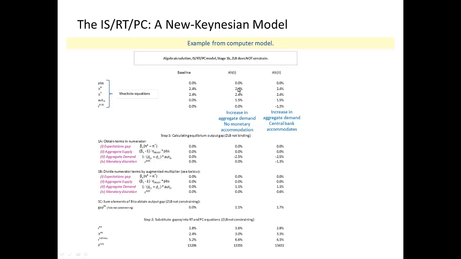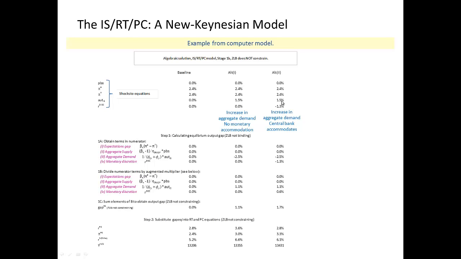So here we are, 2.4, 2.4, so there's no expectations gap, and there's no other shocks. Now it turns out that in our alternative scenarios, we're going to be keeping expectations aligned with the target. So this is the same as this, and this is the same as that. So there's no expectations gap in any of our alternative scenarios. Our first alternative scenario is simply an increase in aggregate demand, and there's going to be no monetary accommodation. So we're going to have a 1.5% increase in aggregate demand relative to, or as a percent of, potential output. Okay, and that's going to be our rightward shift in the IS curve.